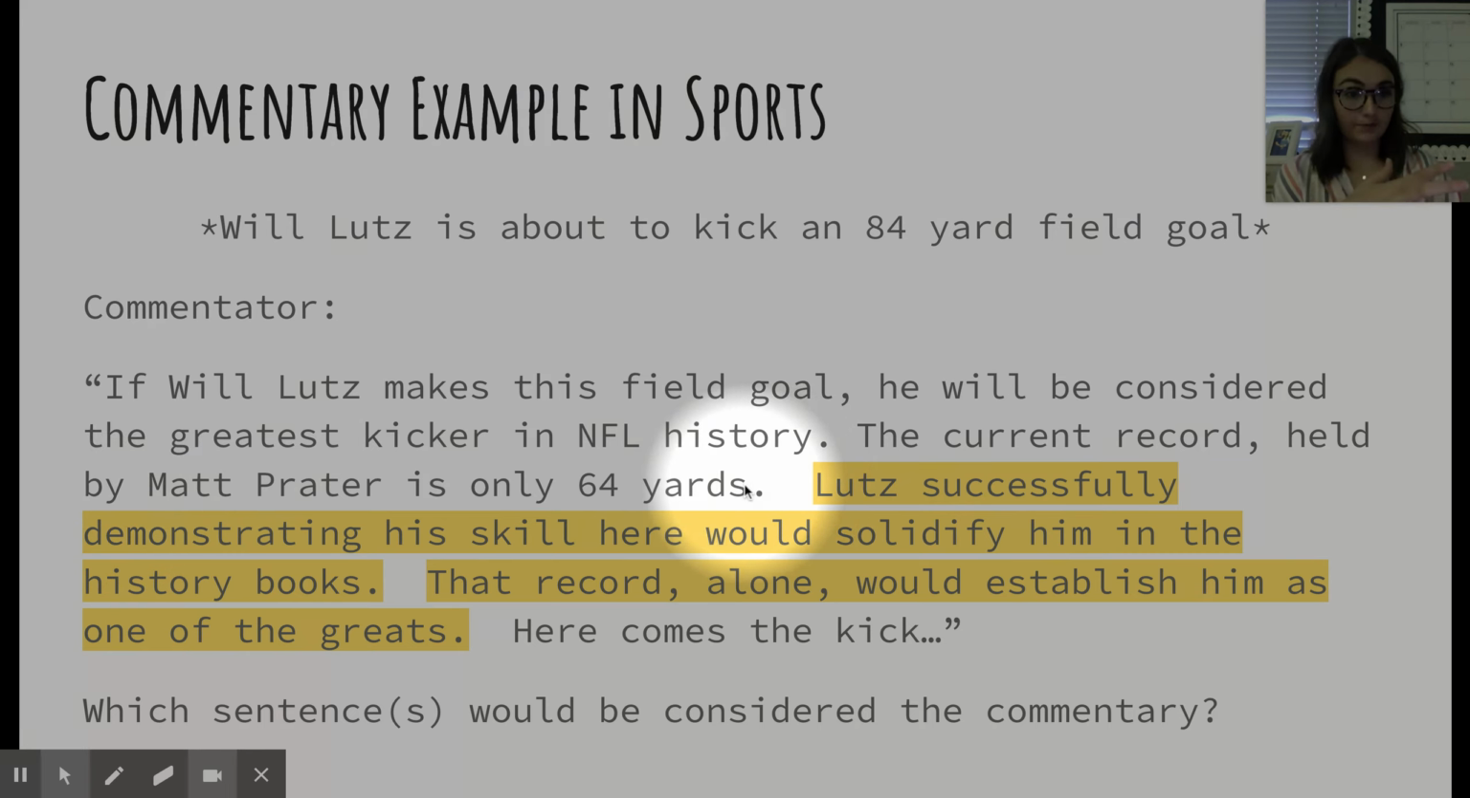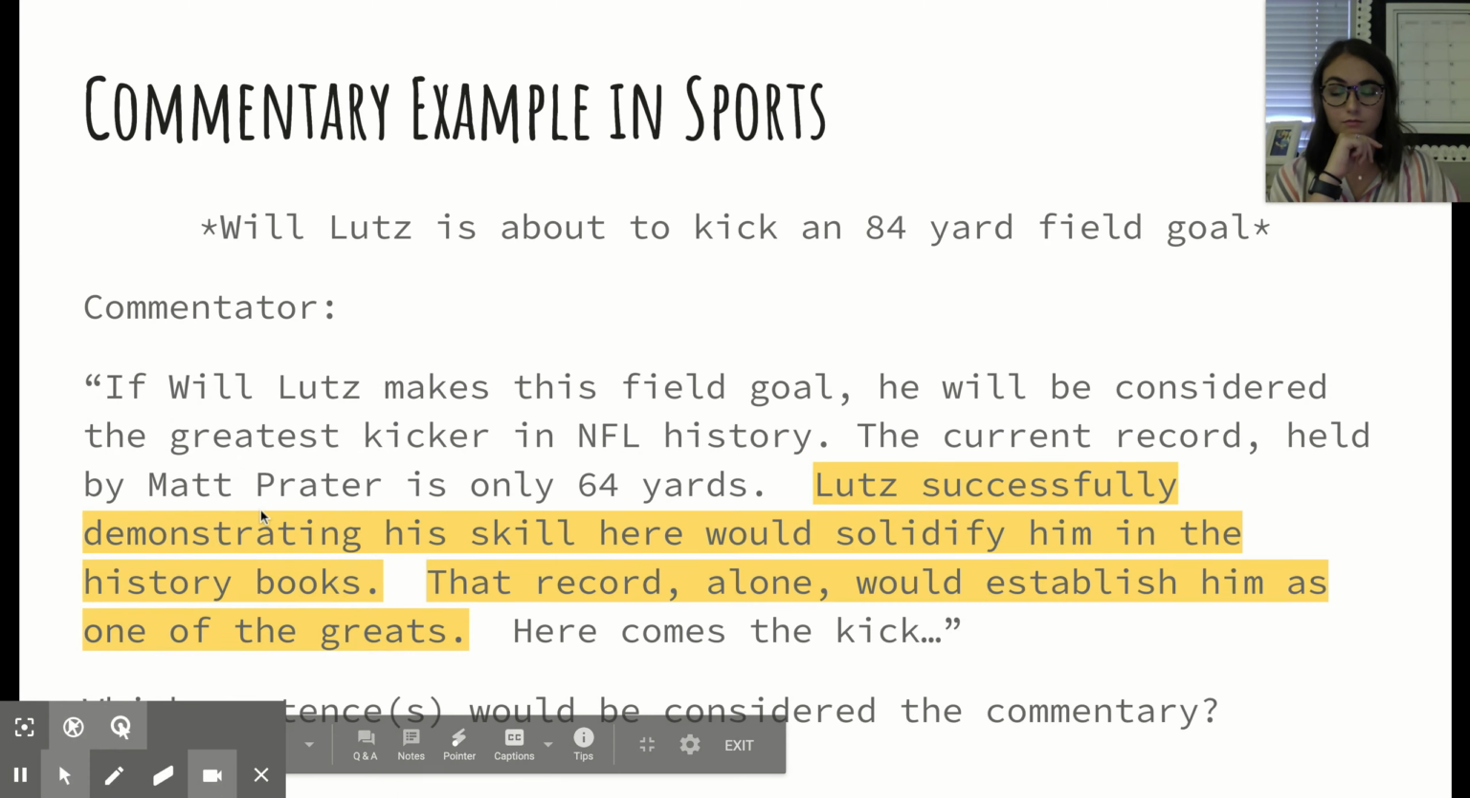Now, the commentary explains how this evidence proves this topic sentence. Okay? So I'm saying if he successfully demonstrates his skill here, that's going to put him in the history books because he's going to break the record of only 64 yards. My second piece of commentary was that that record alone, with no other record, would establish him as one of the greats. Sorry, I choked on spit there. That record alone would establish him as one of the greats. These are like my opinions, but they just explain how this text evidence proves this claim. So hopefully that example helped you a little bit there.